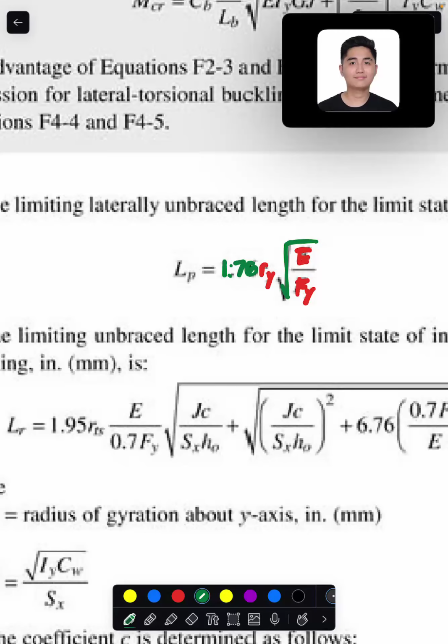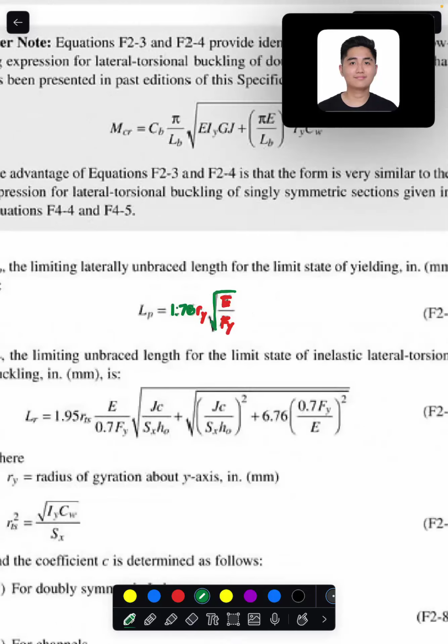Take note pala, ang R sub Y na nilagay mo rito ay in inches. So kapag kinompute mo using this, ang lalabas is a value in inches. Iko-convert mo pa siya into feet, and then divide mo by 12.